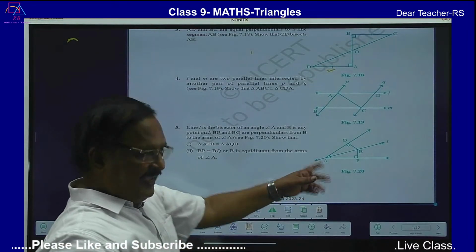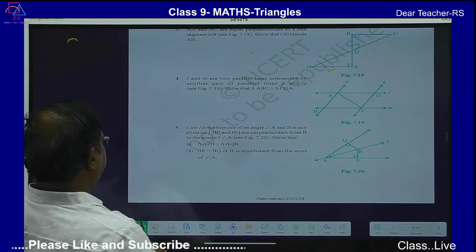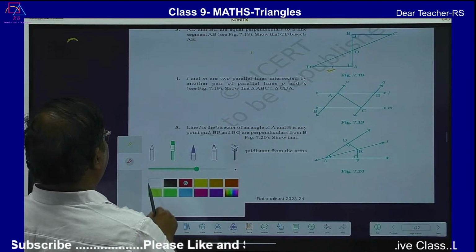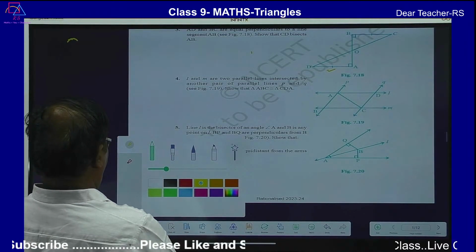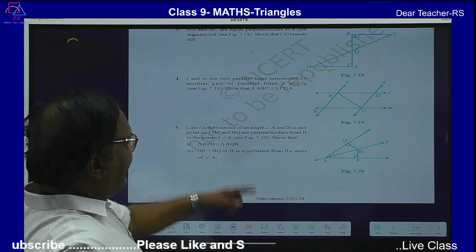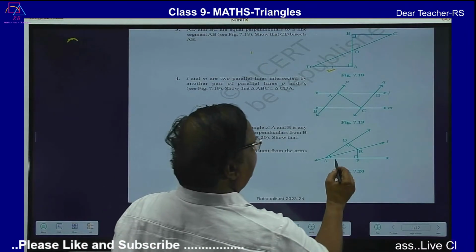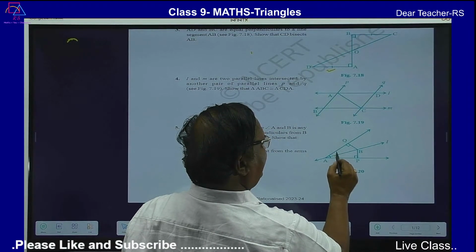So this is the diagram. I'll do the diagram in this. So line L is the bisector. So L is the bisector. That means these two angles are equal.